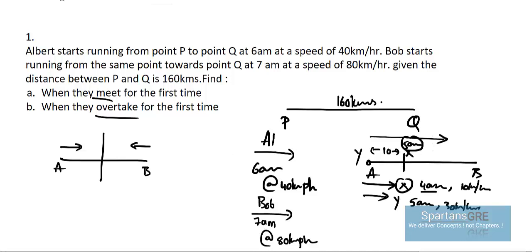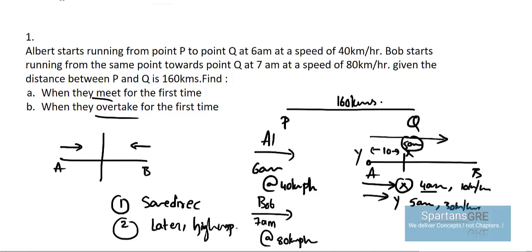Remember, overtaking happens when, first, they travel in the same direction. This is our first condition. The second condition is that the person who starts later should have higher speed. Only then can he overtake the slower person. So the person who starts early should have lower speed, and the person who starts later should have greater speed. In that case overtaking happens. Now let's solve this question.